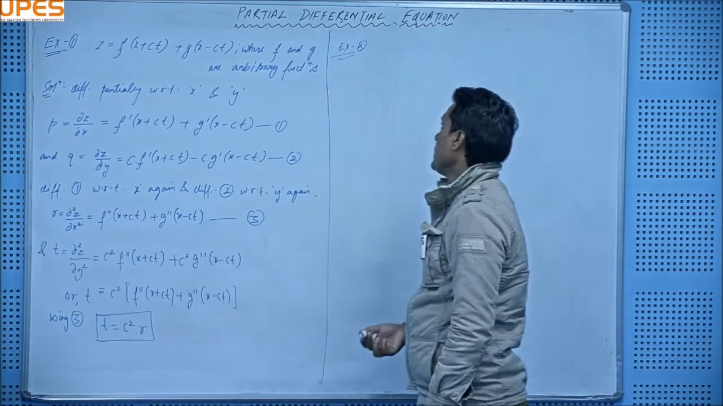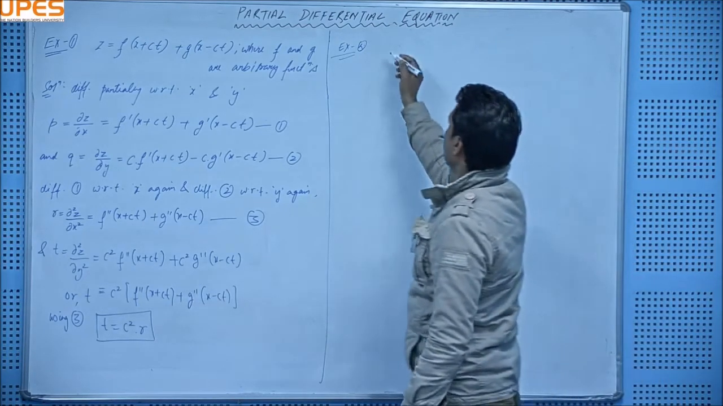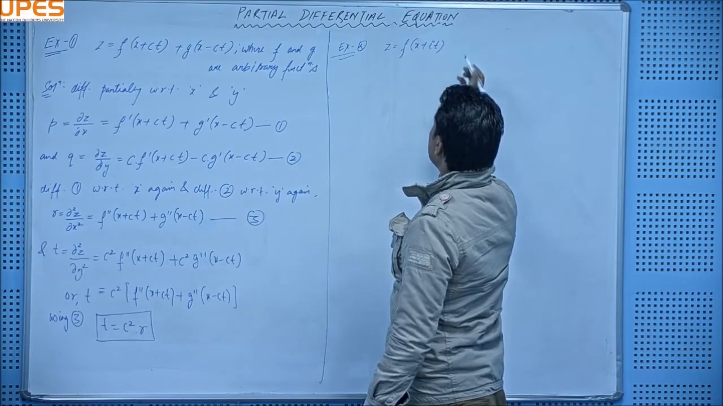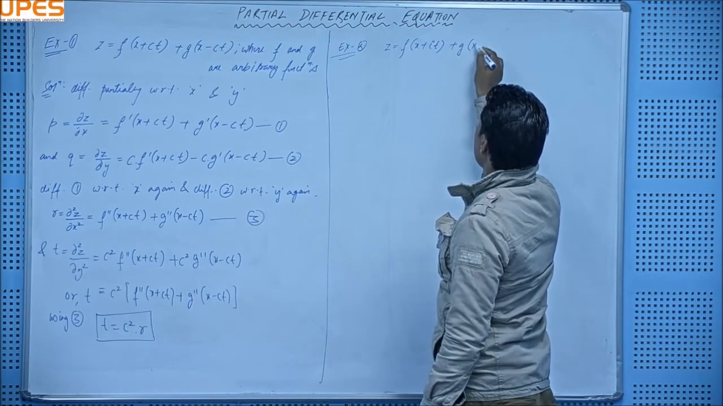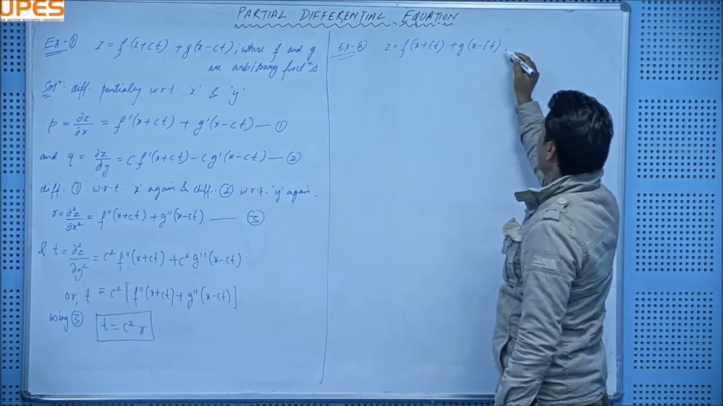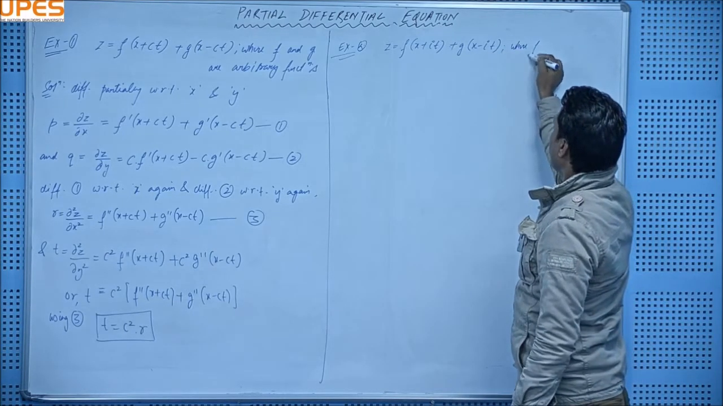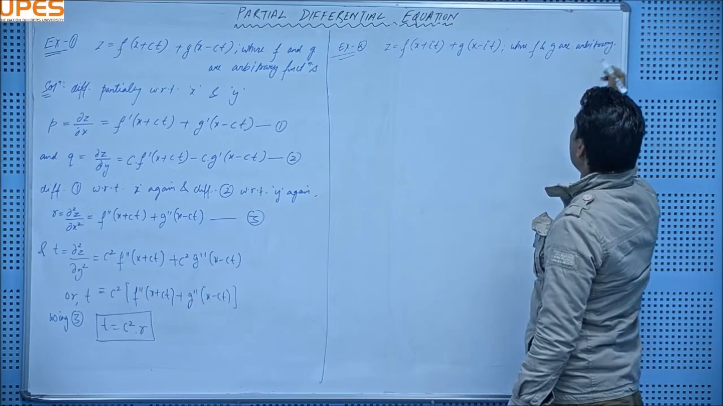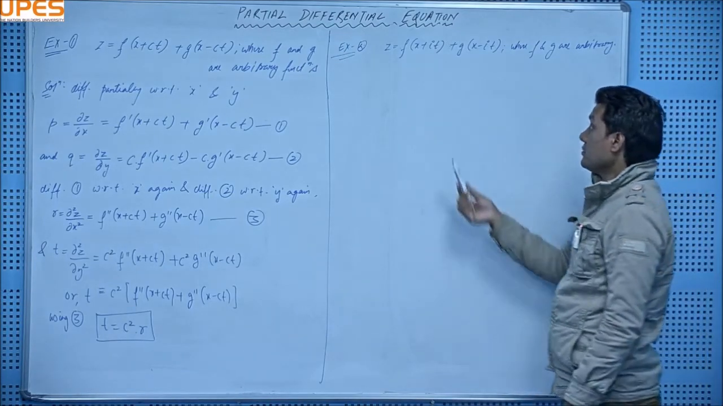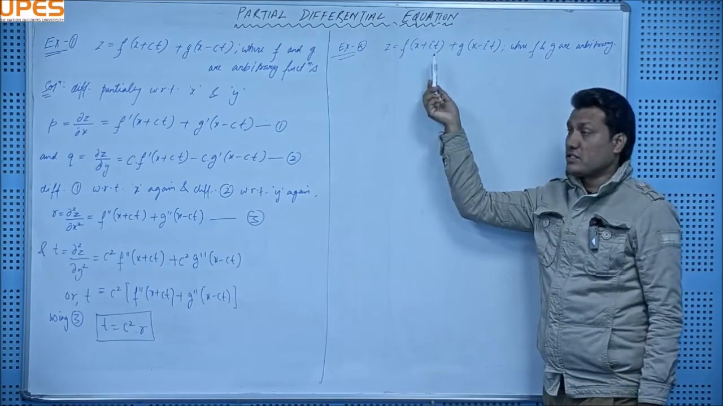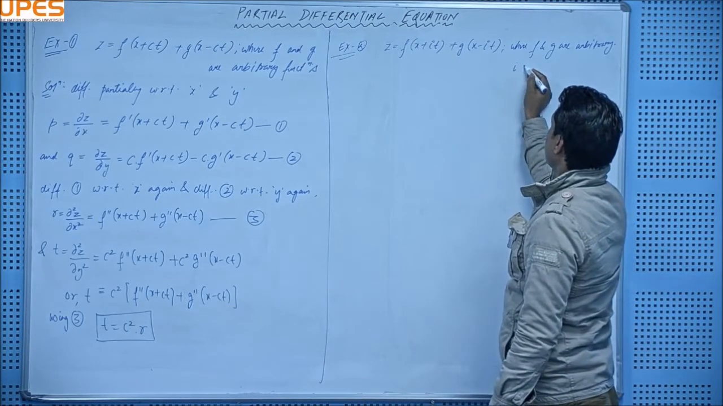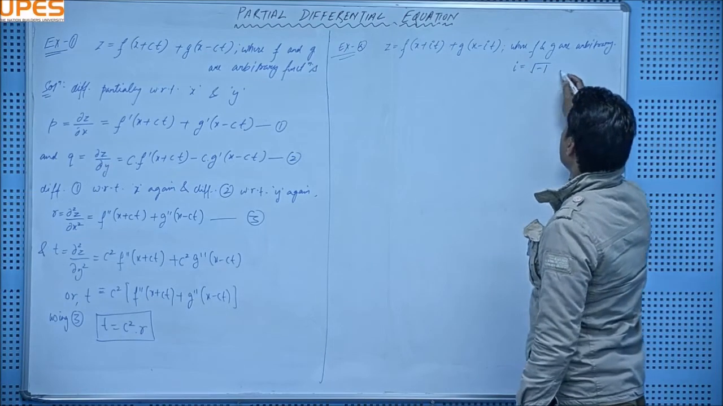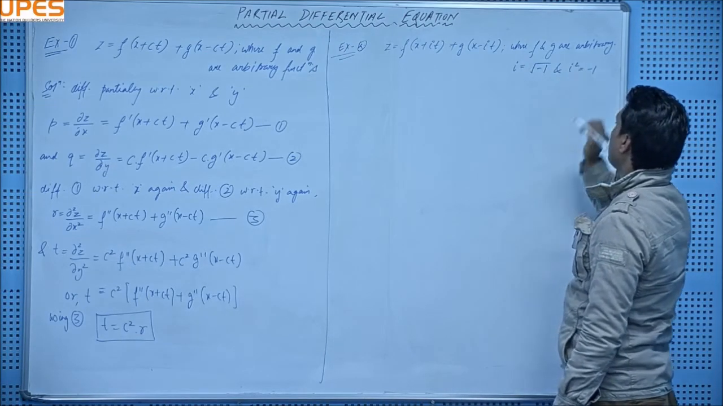Let me take z equal to f of (x plus iota t) plus g of (x minus iota t), where again f and g are arbitrary, right? So this is iota, you all know that. What is iota? Iota is a complex number, the square root of -1. Iota is equal to square root of -1. You all know that, and you know that iota square is equal to -1.